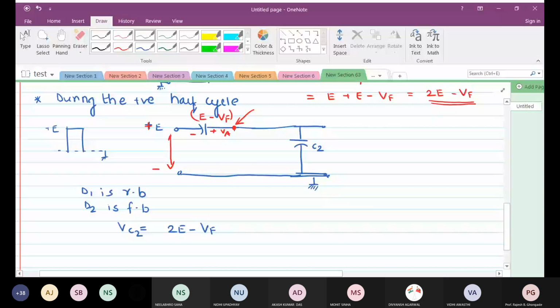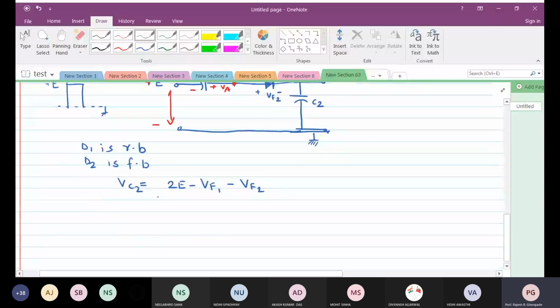But don't forget one interesting thing that is happening here. You are forgetting the forward voltage drop across the diode. Call this VF2. If you call this VF1, anyways, they are going to be the same. So is the capacitor voltage going to be VC 2E minus VF1 only? No, don't forget VF2, the drop across this diode. So it's going to be 2E minus VF. Is that clear? Yes, sir.